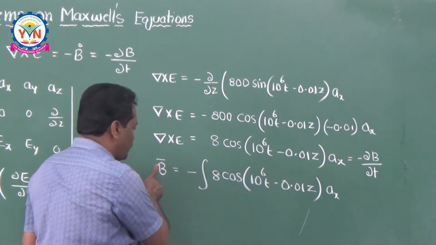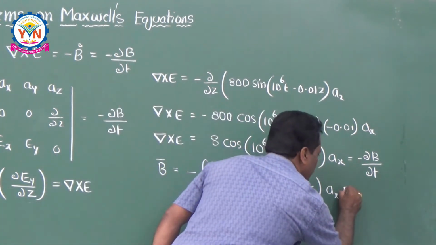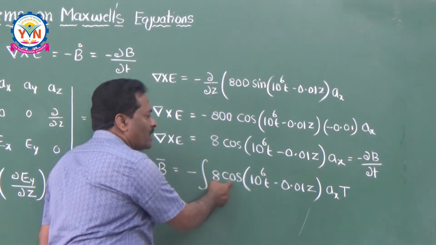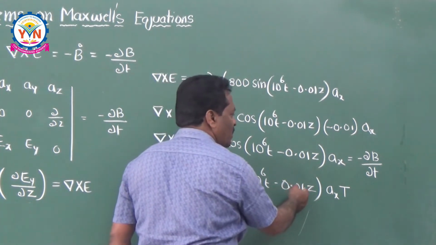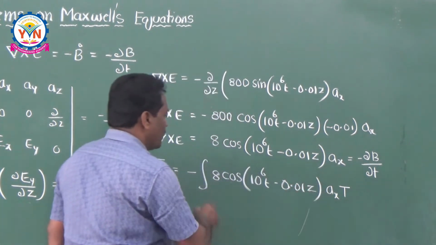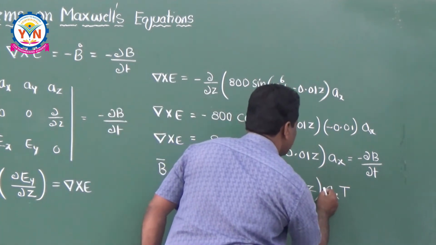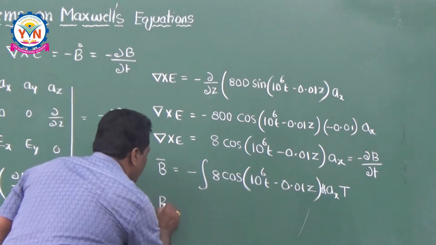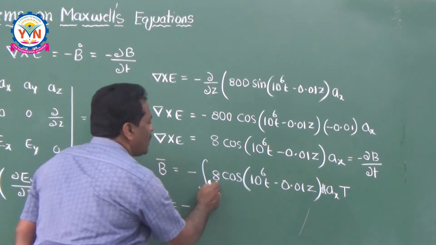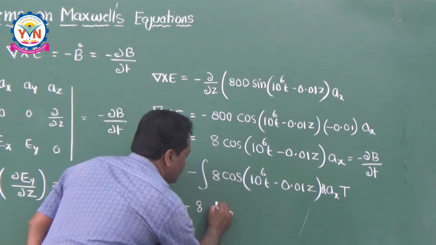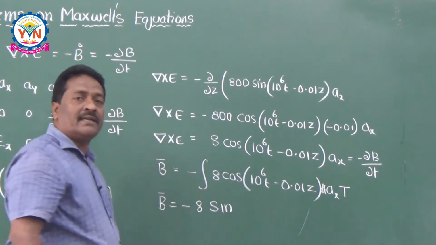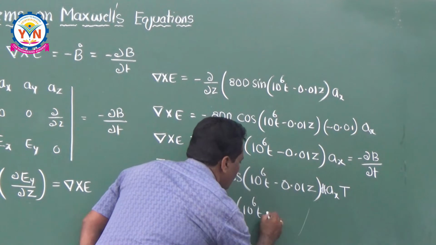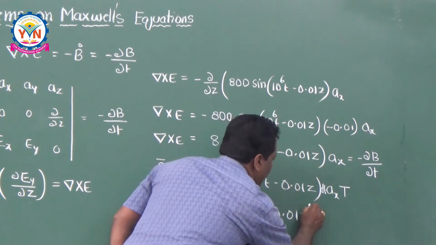And what is the unit of the magnetic flux density? Tesla. That is Weber per meter square. This is nothing but a Tesla. So minus integral 8 cos of 10 to the power of 6t minus 0.01 into z into AX into dt. With respect to dt, you have to do this. So what is B bar then? B bar is equal to minus integral of 8. Integral of cos is nothing but sine of 10 to the power of 6t minus 0.01 into z.